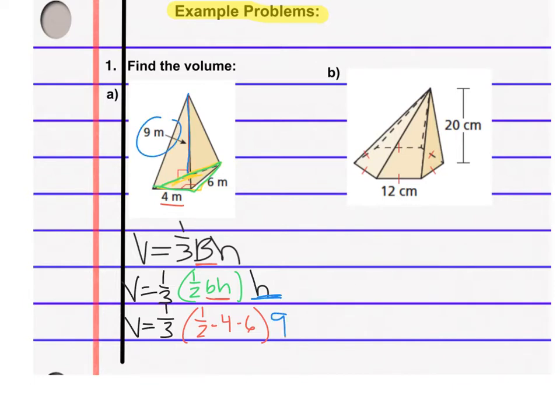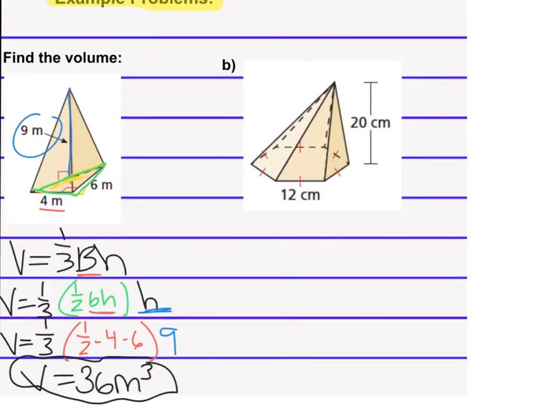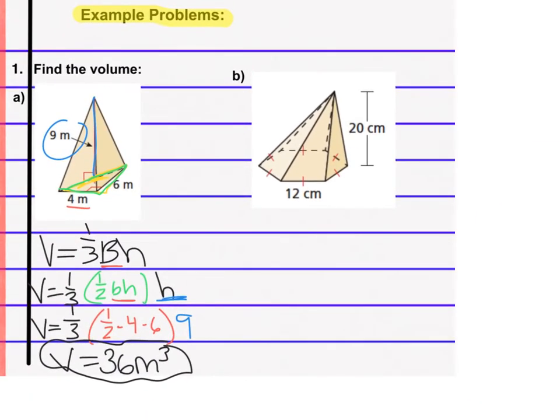So you can plug this whole thing into your calculator. You can do it part by part. Really, it's up to you. And you should end up with 36 meters cubed. Remember, volume is always in cubic units. It's three-dimensional.